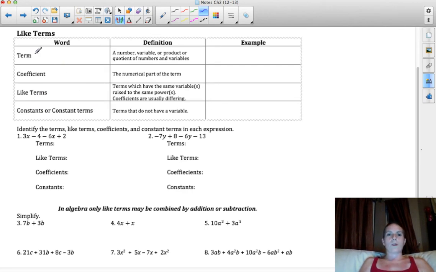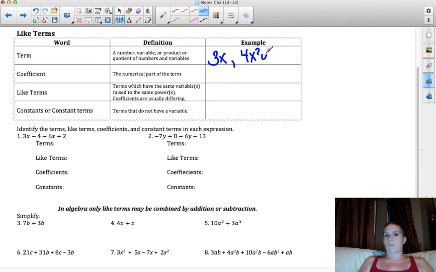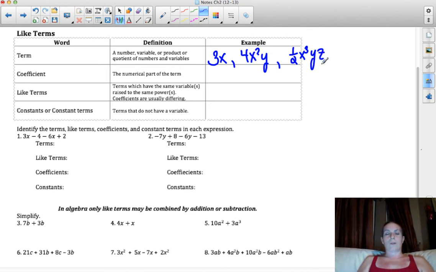terms. When we use that word term, we're talking about a number, variable, or product or quotient of numbers and variables. So we could be talking about something as basic as 3x. We might be talking about something as complicated as 4x squared y, or it could be even more complicated. We might even be talking about 1/2 x to the third yz. As complicated or as uncomplicated as the case may be. Each of these represents an individual term.